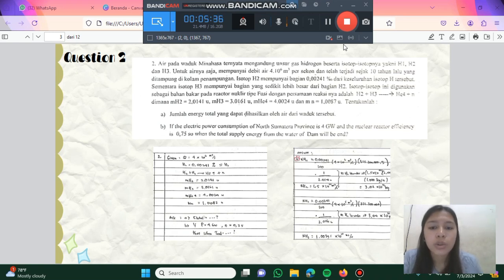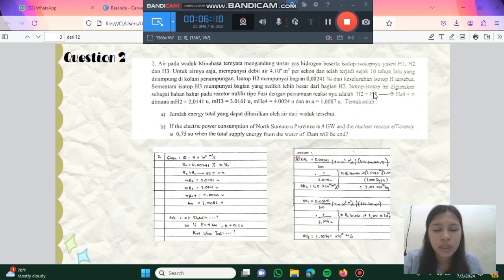So determine A, the total energy that can be generated from the water in the reservoir, and B, if the electric power consumption of North Sumatra province is 4 GW and the nuclear reactor efficiency is 0.65, when will the total energy supply from the water in the dam run out?